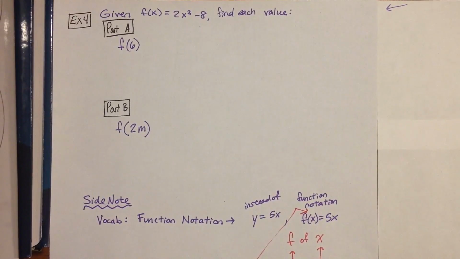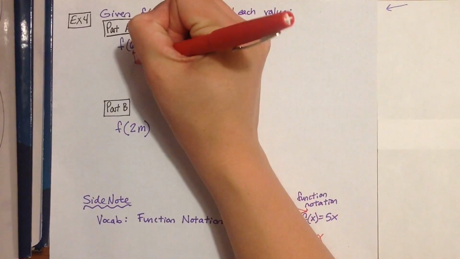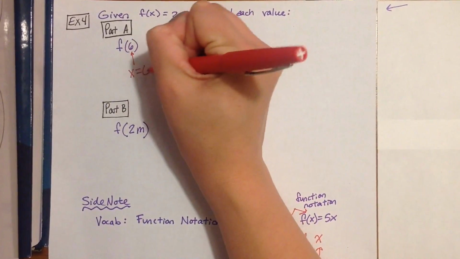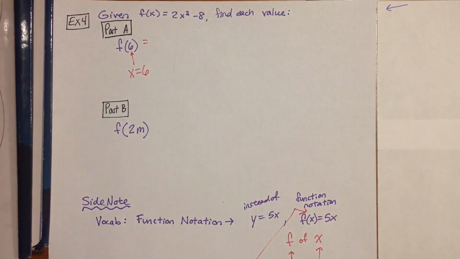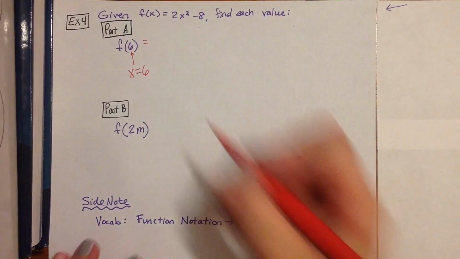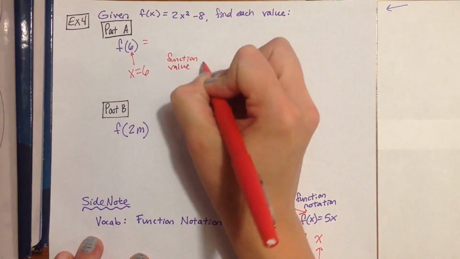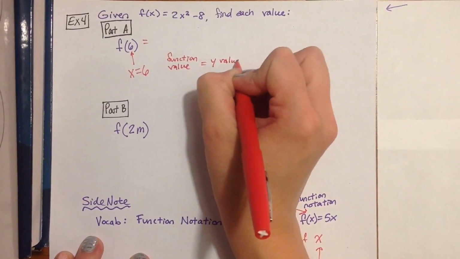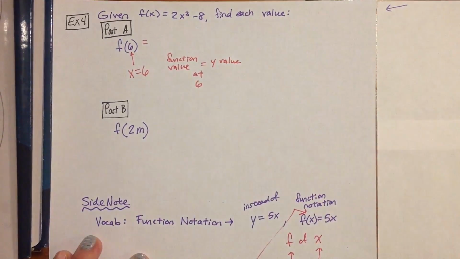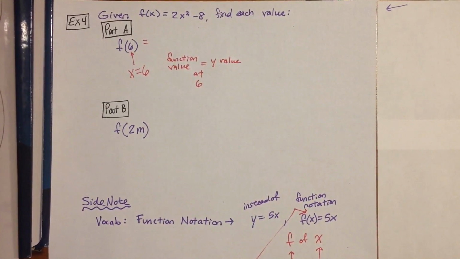Given the function f of x equals 2x squared minus 8, find each value. So part A, I want to know what f of 6 is. So this is me saying I want x to equal 6 in this situation. What is the function value at 6? Function value, which is the same as the y value at 6. That is the question. So let's take a look.